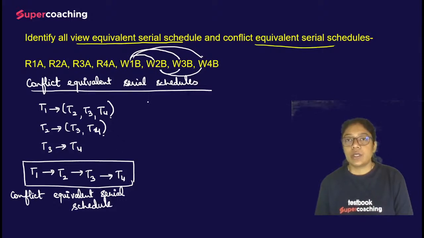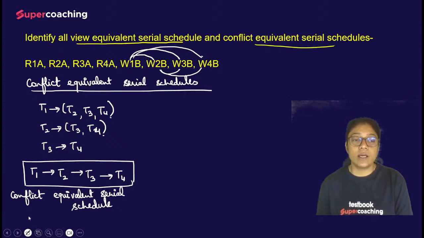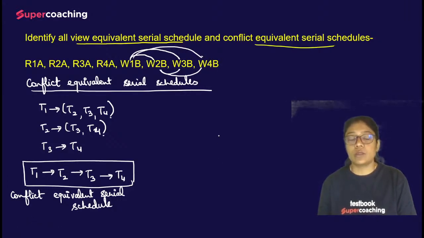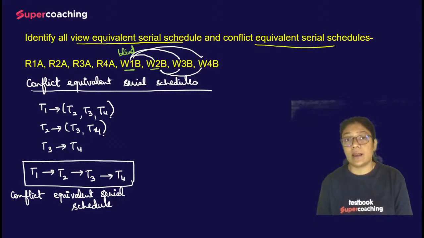Now we need to check for the view equivalent serial schedule. So for view equivalent, we'll follow the steps of view serializable. Will it be view serializable? These all are the blind writes, because before writing the value, it is not reading the value since blind write is there. So view serializable हो सकता है, right? So let's check for view equivalent.